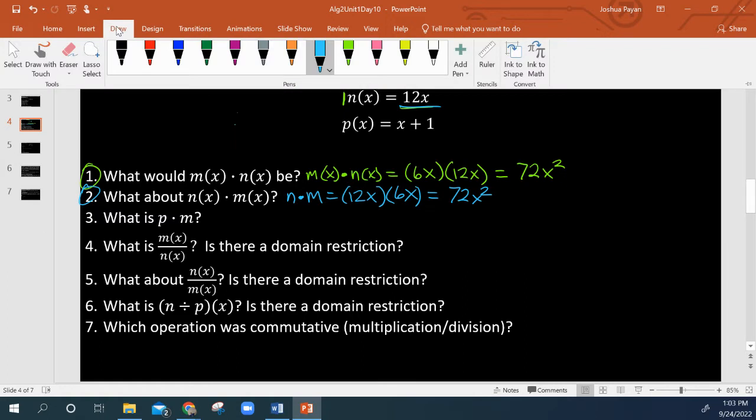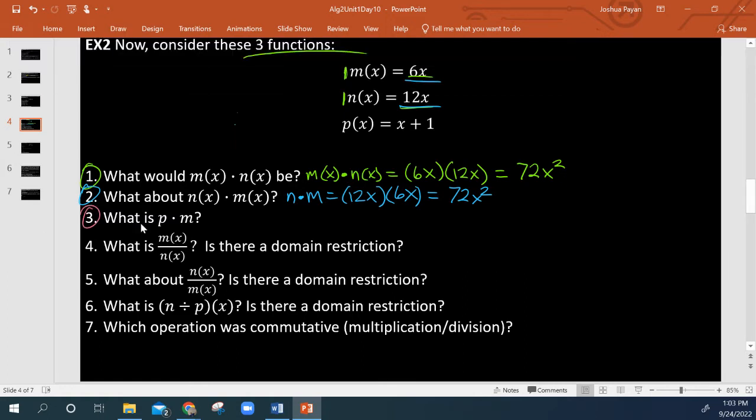Now we're being asked, well, what is p times m, right? So now we're doing p times m here. Okay, so that means we're going to have x plus 1, that's p, times m, which is 6x, right? And we can rewrite that to where it looks more familiar to us, just 6x times x plus 1, all in parentheses like that. And of course, we know already we're just going to distribute the 6x into the parentheses. So 6x times x, 6x squared, plus 6x times 1, which is just 6x, right?